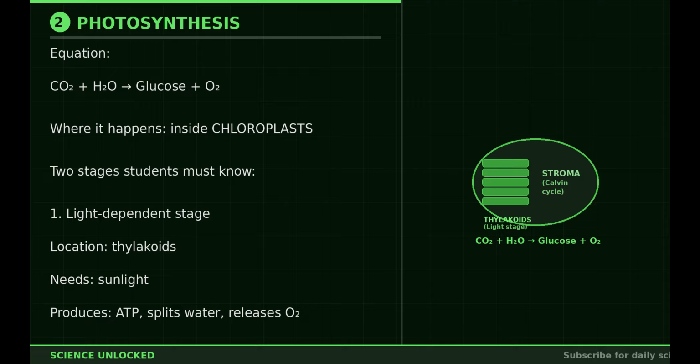Also, photosynthesis has 2 stages. The light-dependent stage, which needs sunlight and produces ATP and splits water to release oxygen. And the light-independent stage, also called the Calvin cycle, which uses that ATP to convert carbon dioxide into glucose. Most students only learn one stage. Both will appear in exams.